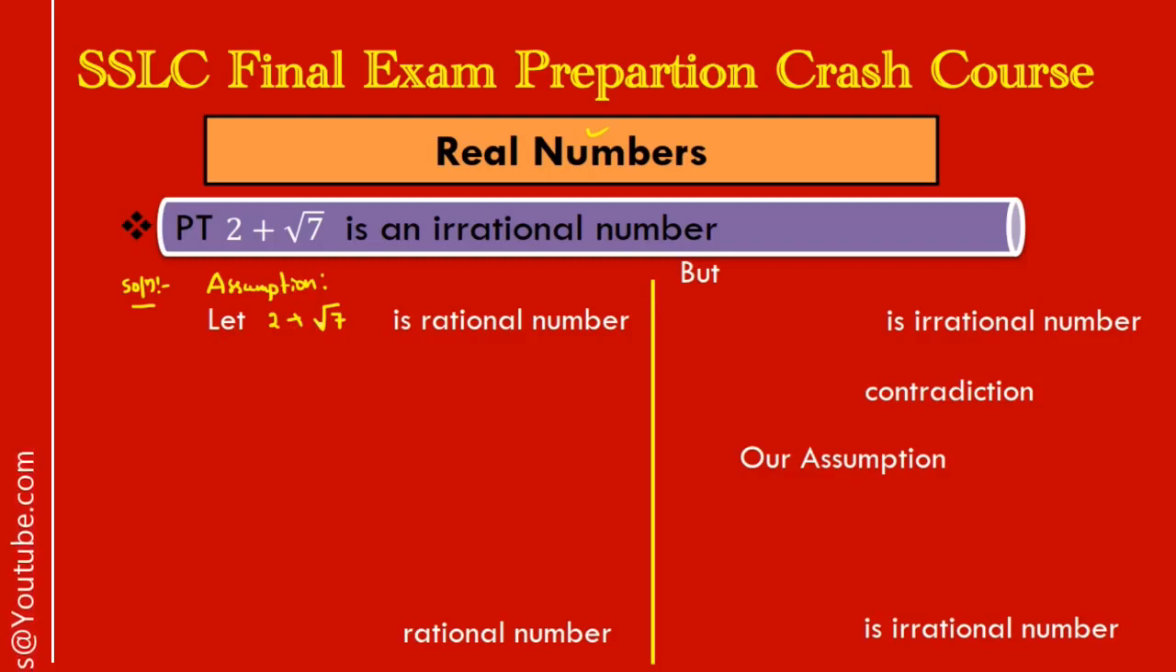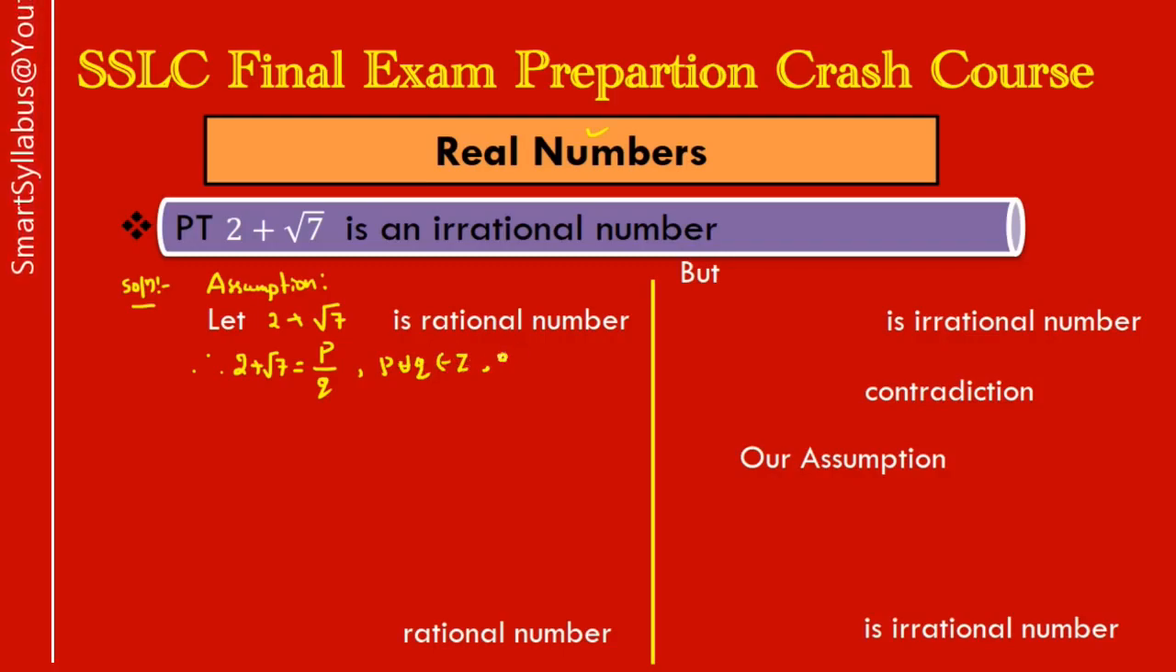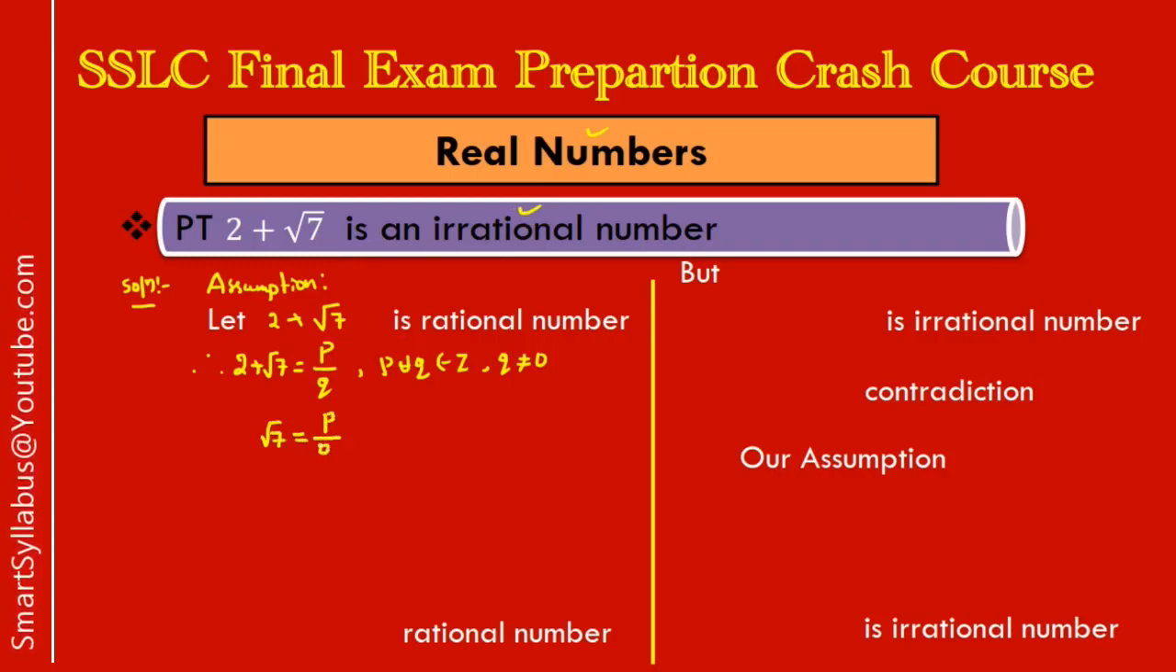Once we consider this a rational number, then we can write: therefore 2 plus root 7 is equal to p by q, because we discussed already that every rational number is in the form of p by q, where p and q belong to the set of integers, that is Z, and q is not equal to 0. This is the common step of all the sums related to proving a number is irrational. Then we start solving now. Write the root 7 as it is. So root 7 is equal to p by q.